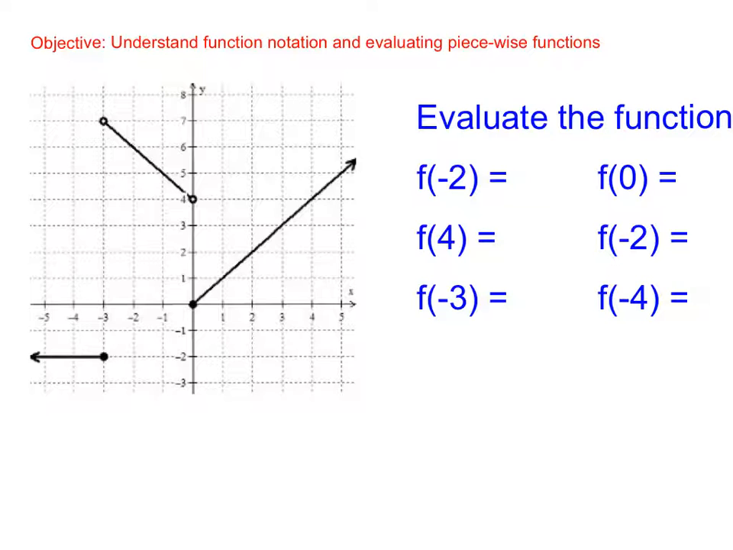So this is just a bunch of lines. So f of -2, so I go to -2, go up to my graph, I get 6. F of 0 is 0, right? You want to look for your closed circle. F of 4, I'm going to go over to 4, up to my graph, and I'm at 4. F of -2, go over to -2, go up, I'm at 6.